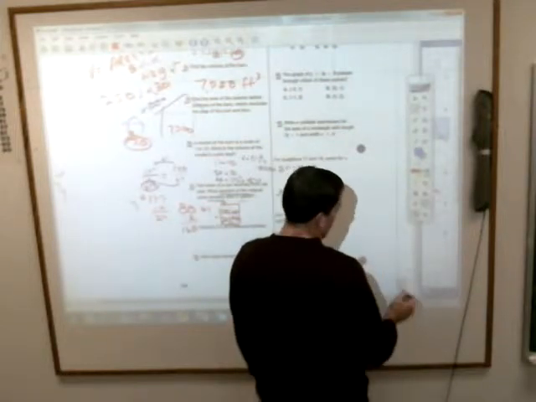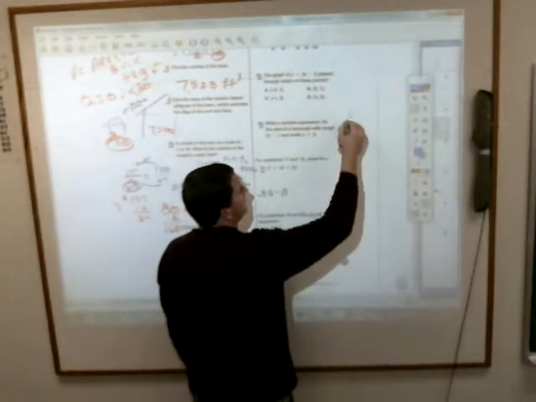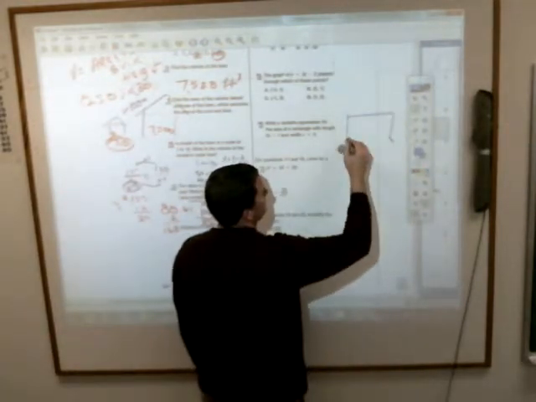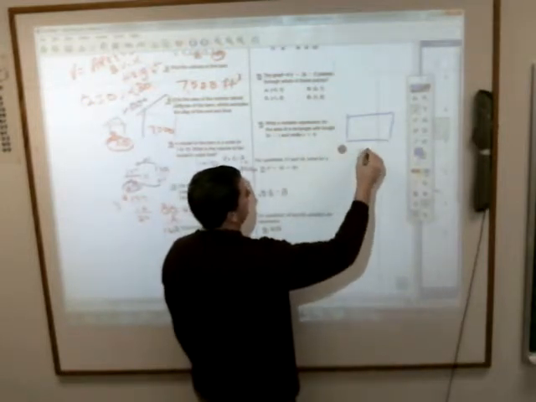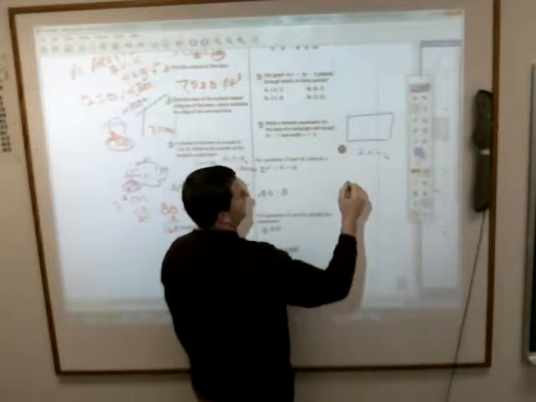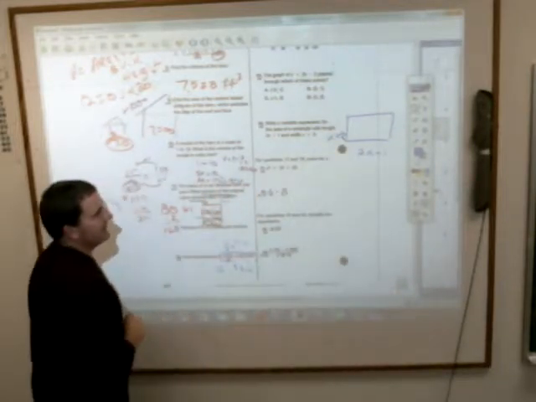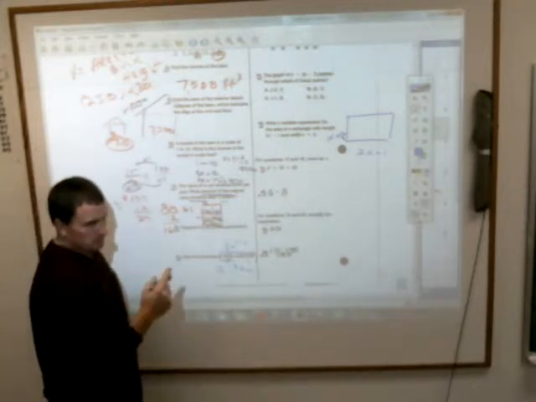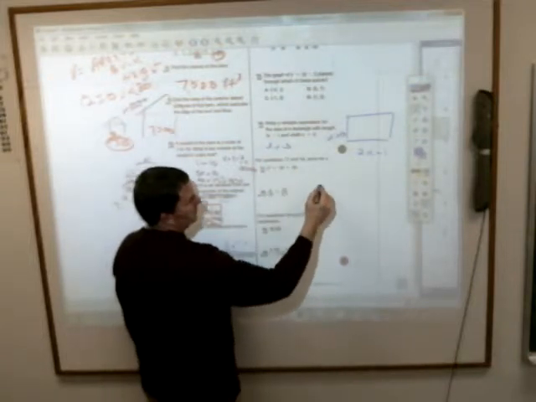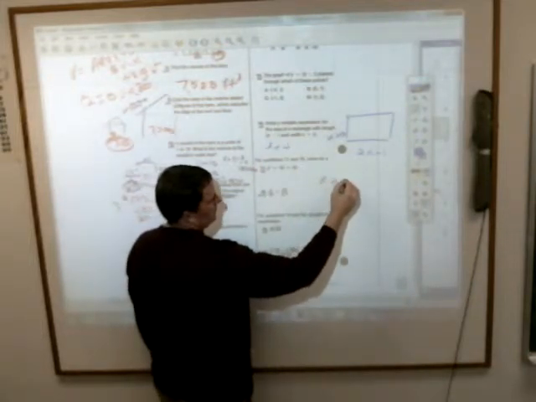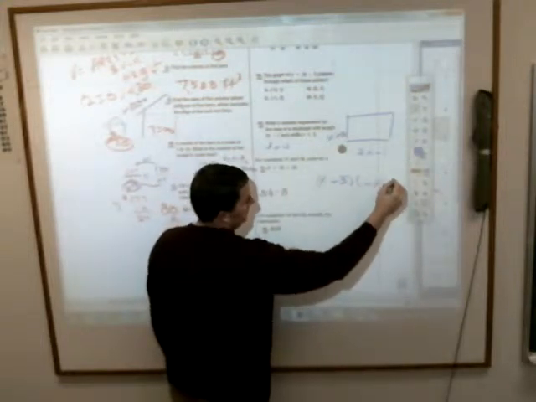Oh, 16 shouldn't be so bad. Did you draw the rectangle, Nick? You got your rectangle here, correct? It has a length of 2x minus 1 and a width of x plus 3. How do you find the area of a rectangle? Area equals length times width. So you're just going to take x plus 3 and multiply it by 2x minus 1.